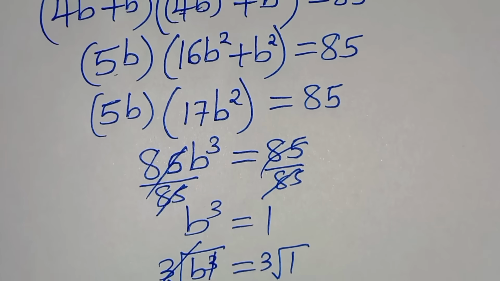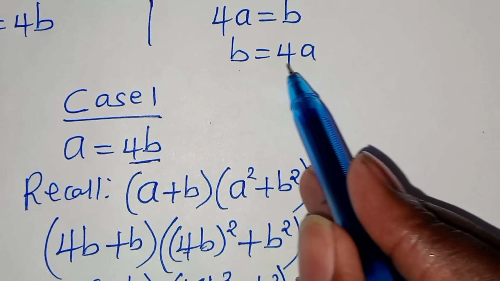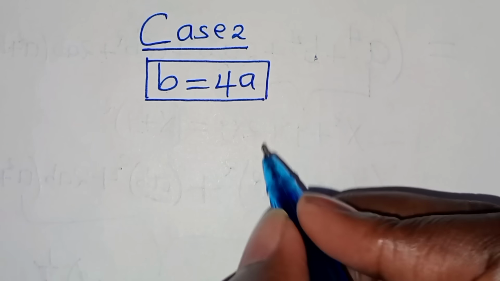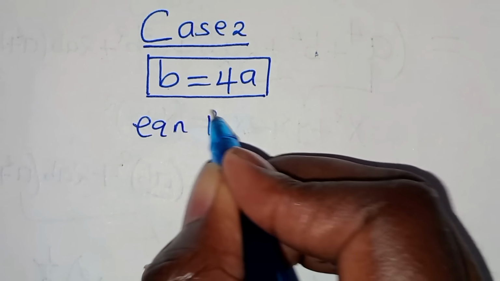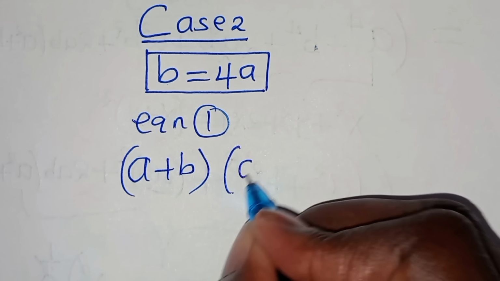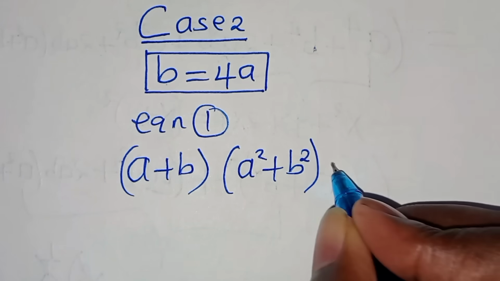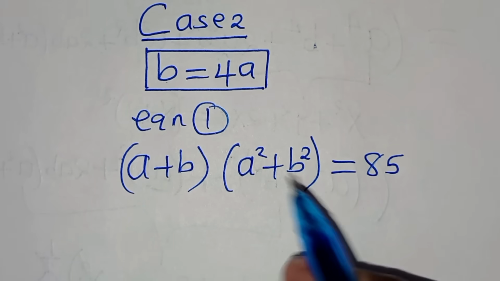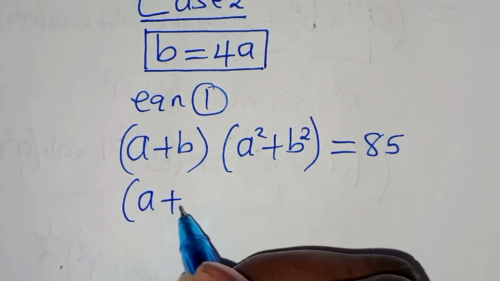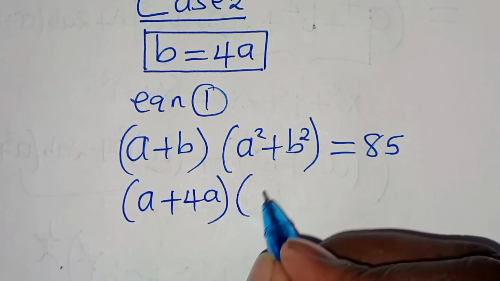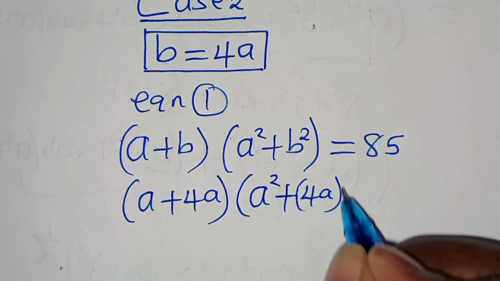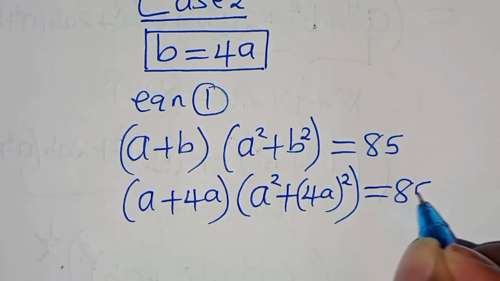Now let's proceed to case 2. In case 2, we have b is equal to 4a. Referring back to equation 1, which is a plus b multiplied by a squared plus b squared. This is equal to 85. Let's substitute where we have b with 4a. So we have a plus b, which is 4a, into the parenthesis. This is a squared plus b squared. This is 4a raised to the power of 2. This is equal to 85.